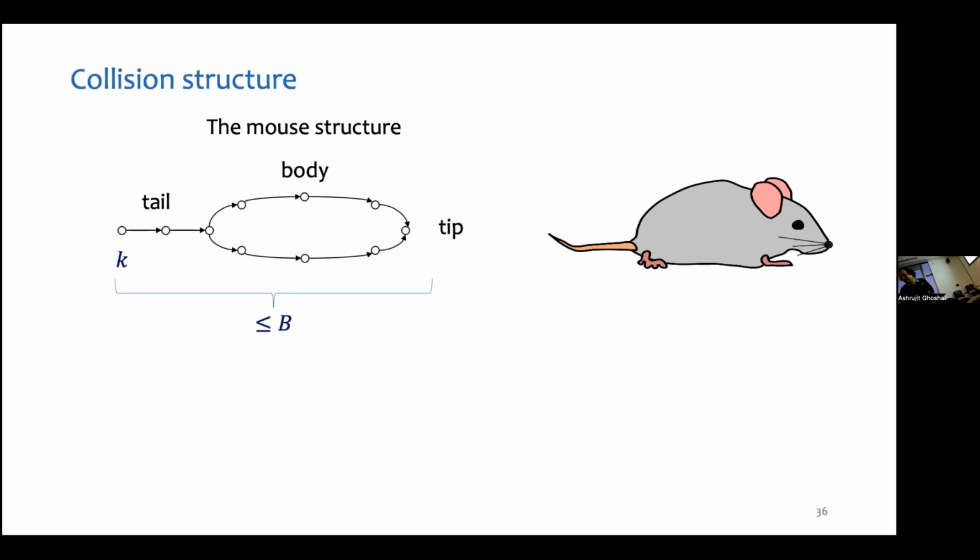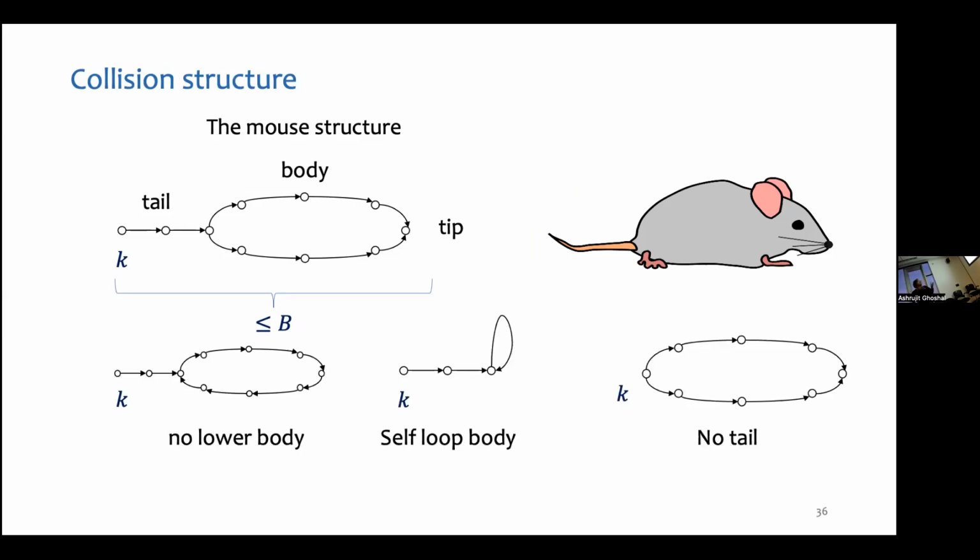The structure of the collision is something like this. It actually reminded us of a mouse, so we called it the mouse structure and named the different parts of the collision with different body part names. Of course, there might be slight variation in how a collision exactly looks. It might be that the whole loop of the body is a self loop, there might not be a tail, and so on. For a particular key ki, there might be multiple of these structures, as the adversary might end up finding multiple collisions, but we isolate one of them arbitrarily, and we call that the mouse structure for that particular key.